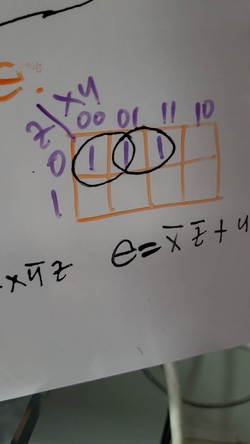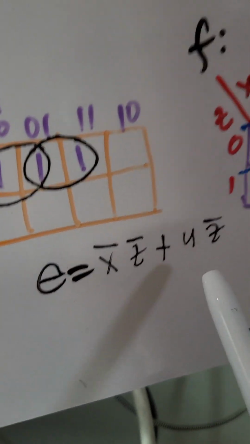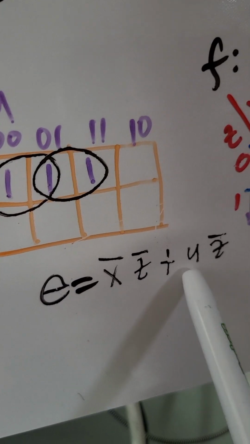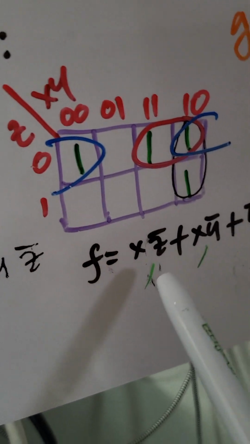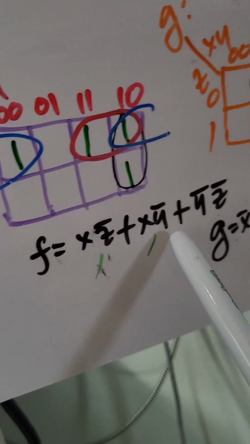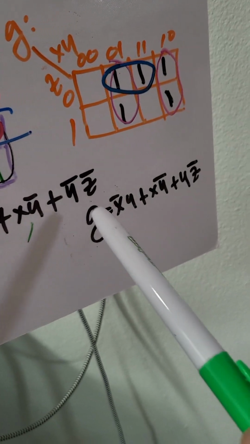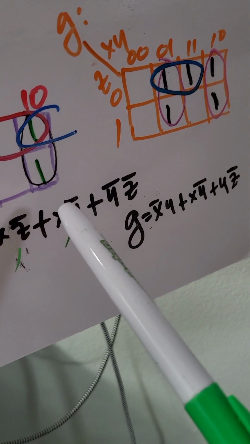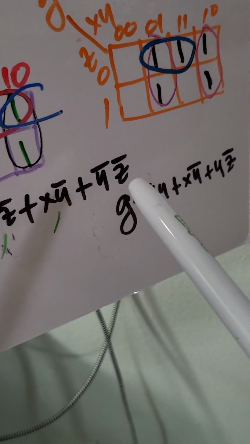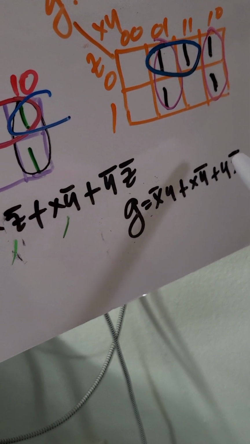So for the E, and this is the smallest, X bar Z bar plus YZ bar, then F, XZ bar plus XY bar plus YZ bar, Y bar Z bar. And the last but not the least is X bar Y plus XY bar plus YZ bar.